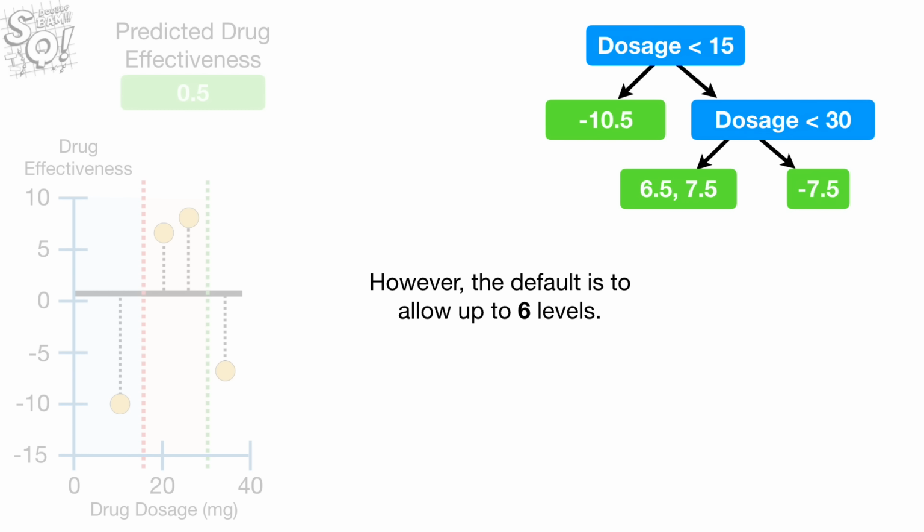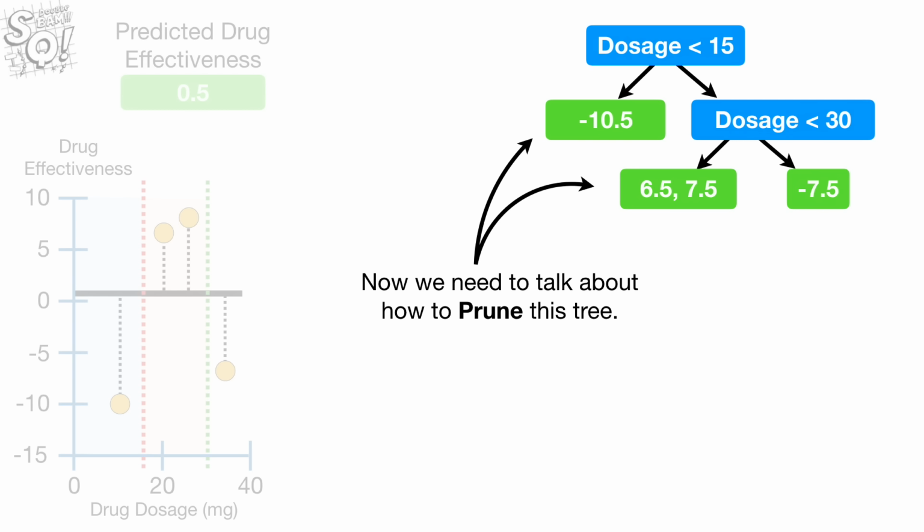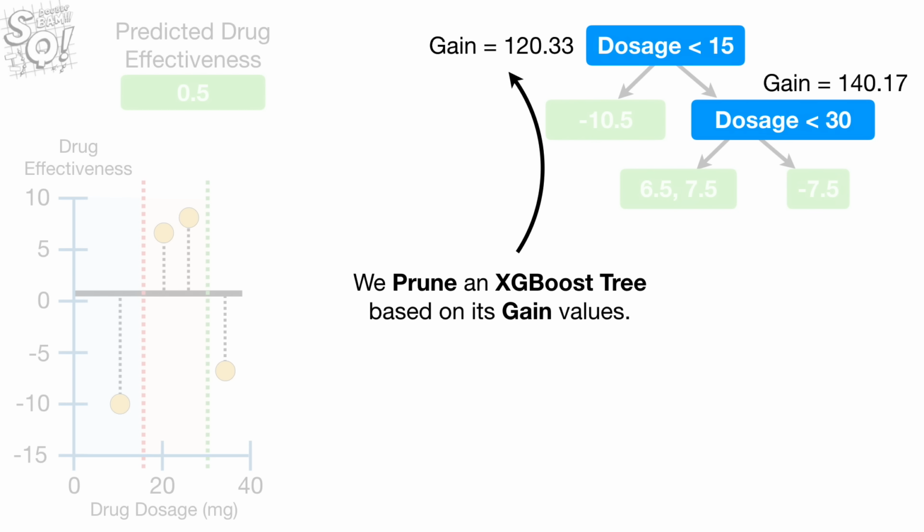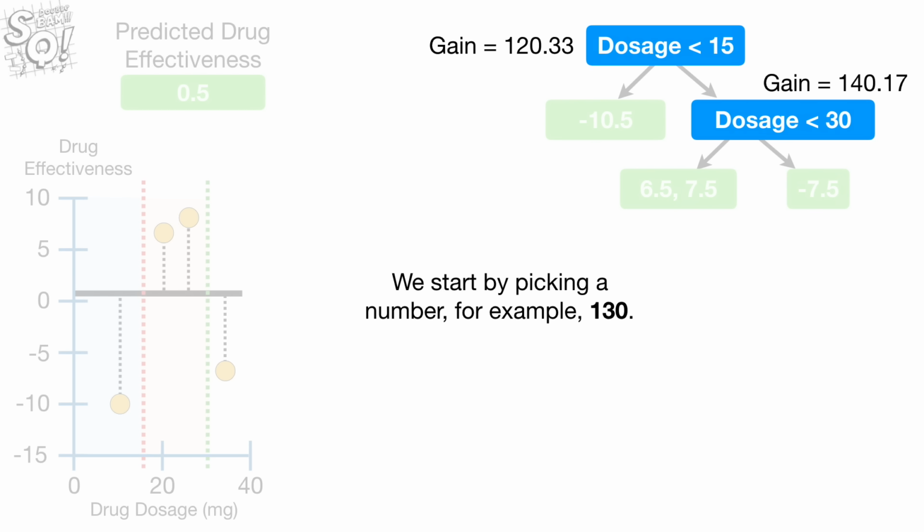However, the default is to allow up to 6 levels. Small bam. Now we need to talk about how to prune this tree. We prune an XGBoost tree based on its gain values. We start by picking a number, for example, 130.